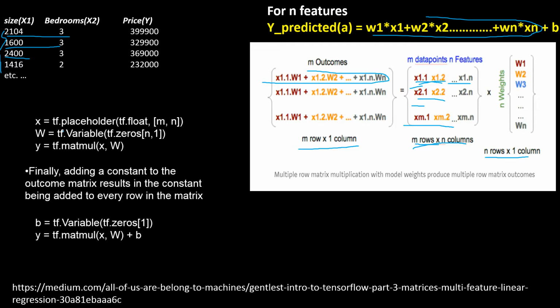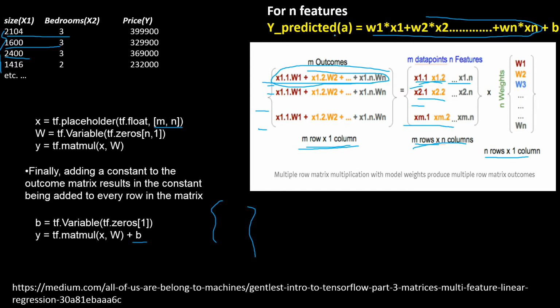So you can define it like this: x is equal to tf.placeholder of tf.float, m comma n. m is the number of samples, and each sample has n features. The weights will be tf.zeros of n comma 1, and y will be a matrix multiplication between x and w. Finally, each of these weighted sums will be added to one bias, so the bias is added to all these rows. We finally get m rows by one column, and each row represents one output or predicted value.